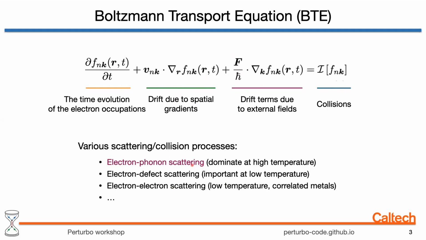And of course, the reason we focus on electron-phonon scattering is because this dominates at higher temperatures, such as room temperature, whereas electron-defect and especially electron-electron only come into the picture once you're at lower temperatures, and in the case of electron-electron, in correlated materials specifically.